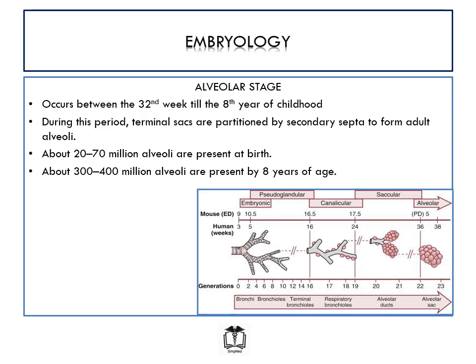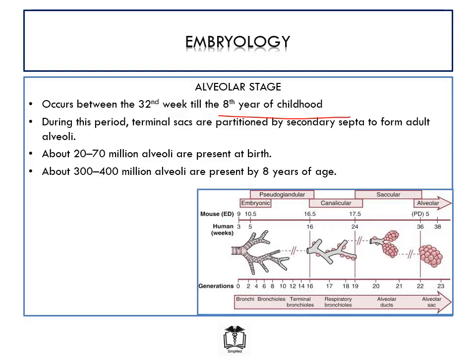The last stage of lung development is the alveolar stage. This usually starts overlapping the terminal sac stage, starts at the second week and extends all the way from birth to the 8th year of childhood.